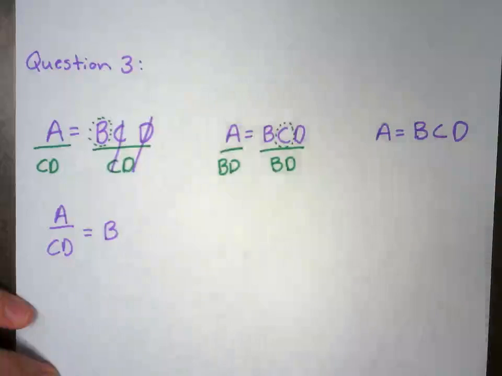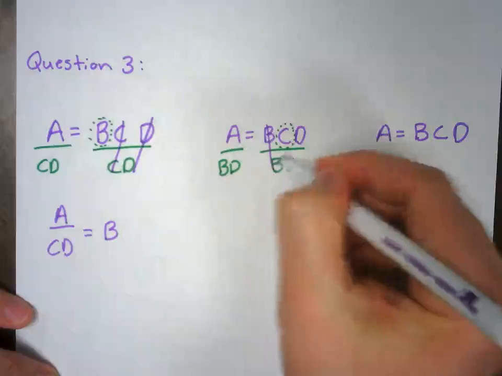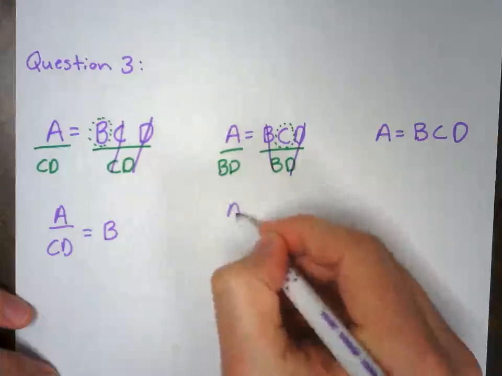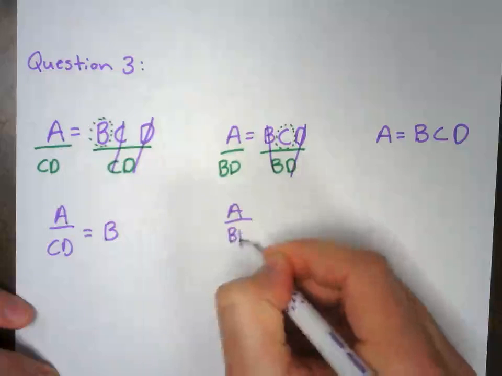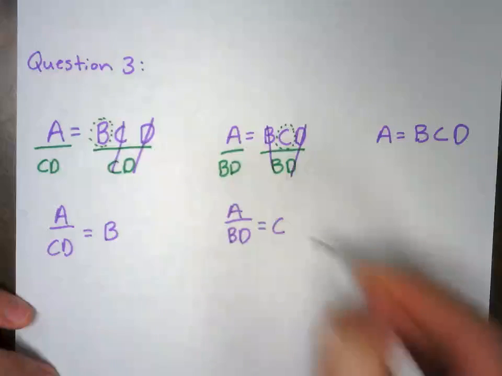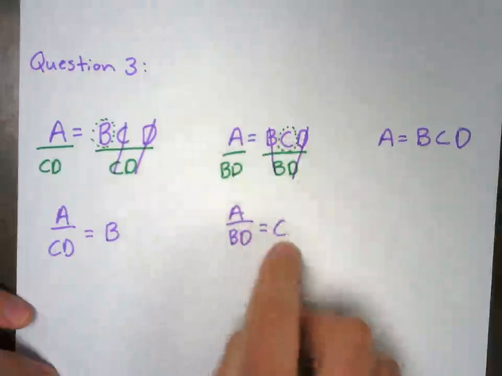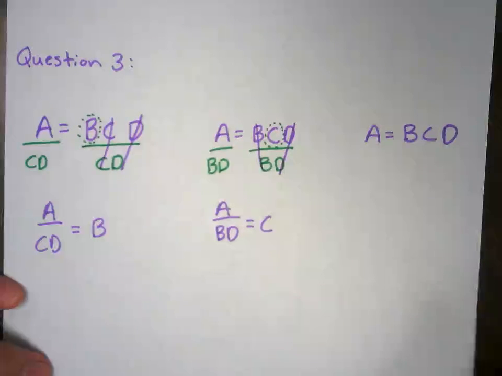Divide by BD. What crosses out? The B and the D. You're left with A over BD equals C. Just the C comes down. It's by itself. That's exactly what we were trying to do.